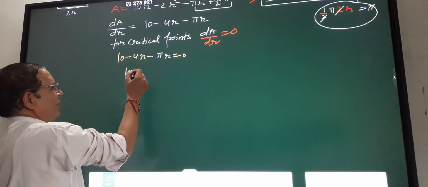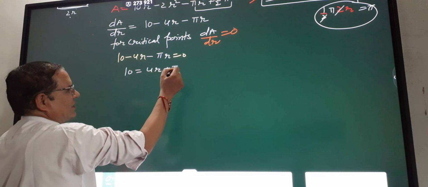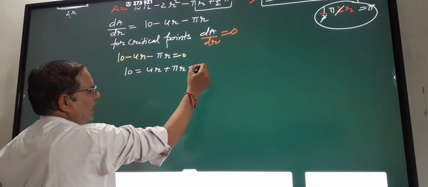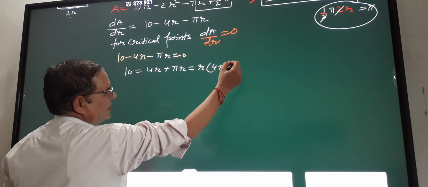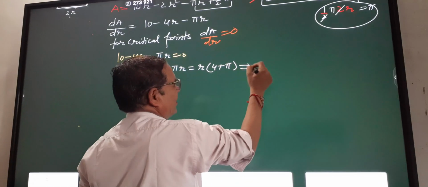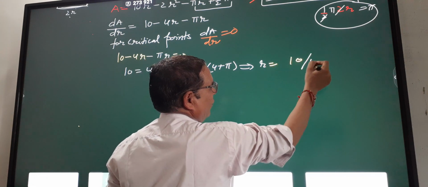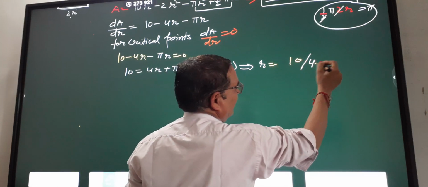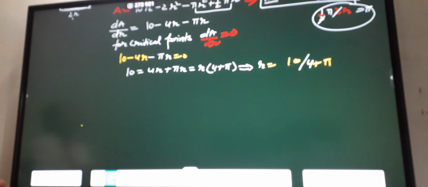So here what can we do? 10 equal to, this will go to the other side with a plus, 4r plus pi r. r is common, so it is 4 plus pi. So what is r from here? r equals 10 upon 4 plus pi. This is simple mathematics, there should be no confusion. So the value of r is obtained.